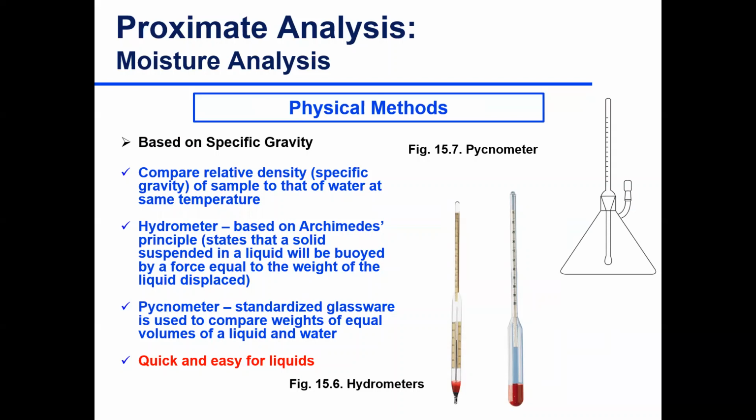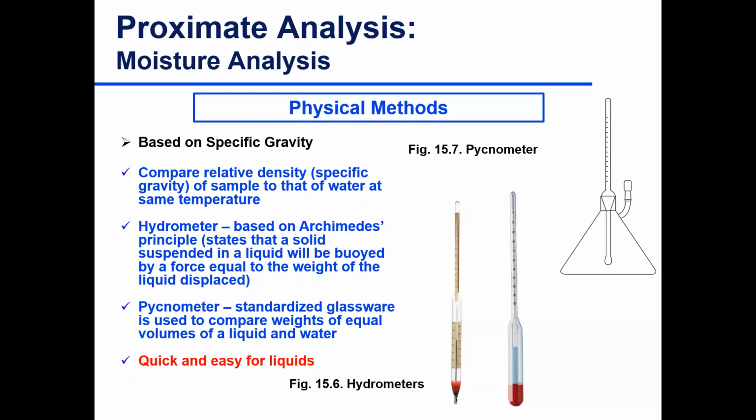You basically have a pycnometer. That pycnometer has a certain volume and a certain weight. And so you can determine the density of the liquid, and the density of the liquid will be determined by the amount of solids present. So you're basically getting a solids constant. Water is similar.